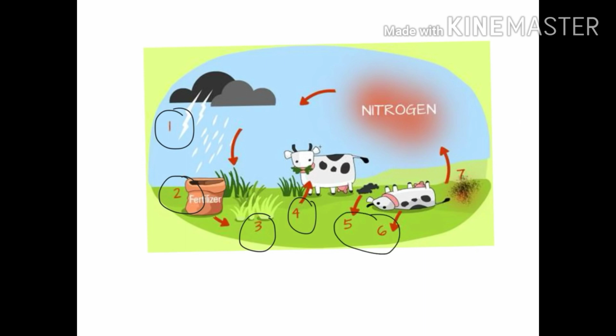Steps 5 and 6 kind of go together. At these steps, waste products and dead organisms decompose. This releases nitrogen back into the soil. Finally, we have step 7. At step 7, bacteria in the soil break down these nitrogen compounds and release nitrogen gas into the atmosphere. And the cycle starts all over again.